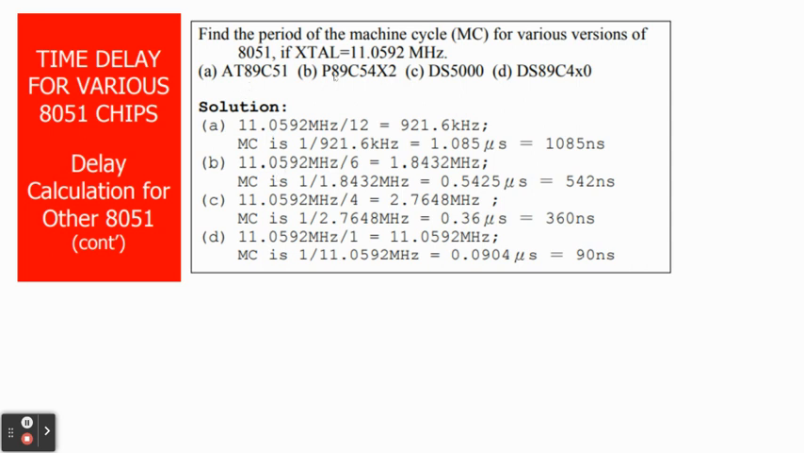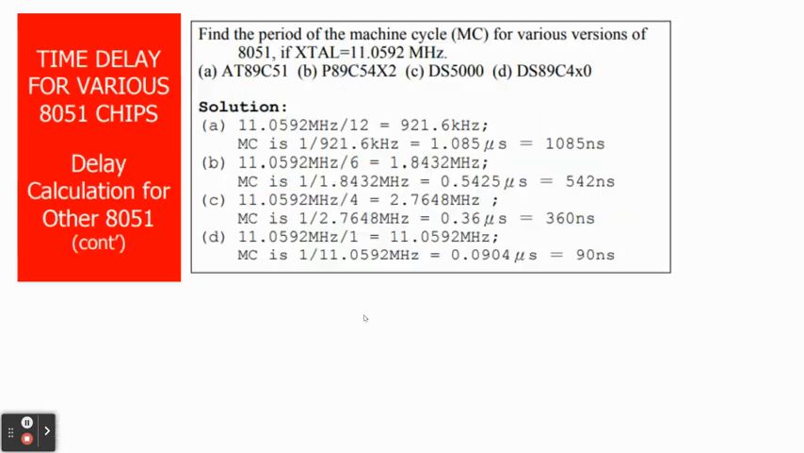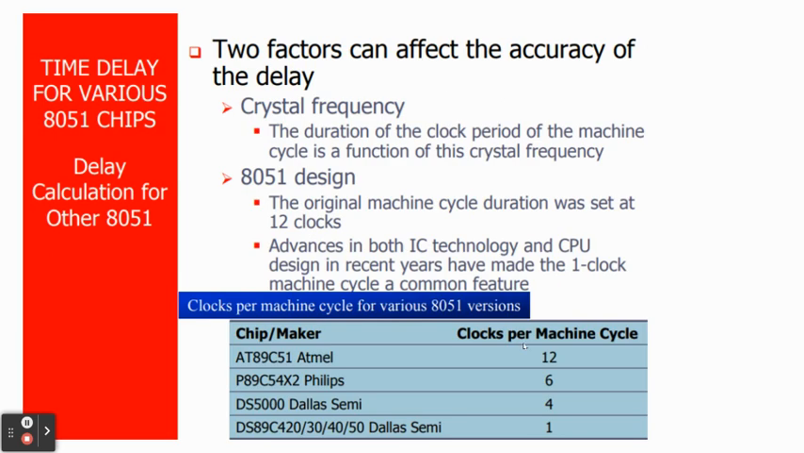For letter B, we are using the P89C54X2 device. As you can see here, the clocks per machine cycle is 6. So we divide the 11.0592 megahertz by 6. We got 1.8432 megahertz. If you divide 1 over 1.8432 to get the period, we will get 0.5425 microsecond.